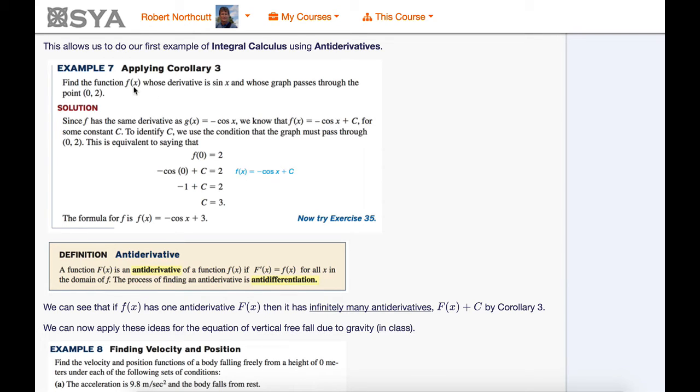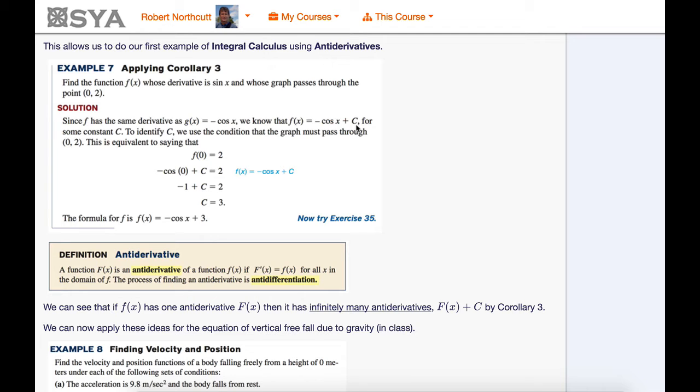So example 7, it says find the function f whose derivative is sine of x and whose graph passes through the point (0, 2). Well, we know if the derivative is sine of x, the original function had to be negative cosine of x plus a constant. Now this comes from corollary 3 that says, if we had two functions that had the same derivative, minus cosine of x and something else, then they would have to be the same function except for a constant. So we know that f, that is the function whose derivative is sine of x, has to be negative cosine of x plus some constant.